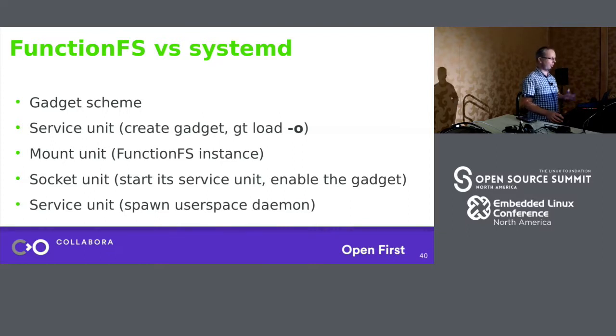Since we use FunctionFS, we need a mount unit to have it mounted. And we can use a socket unit to lazily start our daemon, and with a socket unit always comes its associated service unit. Before we move on to analyzing the unit's contents, let's see the gadget scheme we will be using.